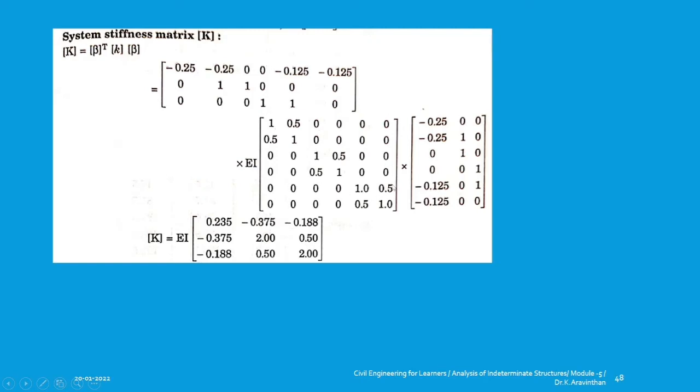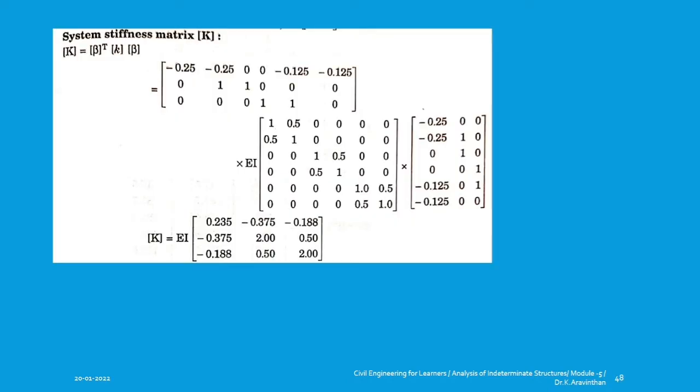Likewise, if you multiply, you will be getting one answer, and by that answer you have to multiply this beta matrix. You will be getting K as 0.235, minus 0.375, minus 0.188. This answer, you will be getting K as a 3 by 3 matrix. Before this problem, you got all the sums which you have solved with K as a 2 by 2 matrix, but if you get a 3 by 3 matrix, you need to do many more steps.